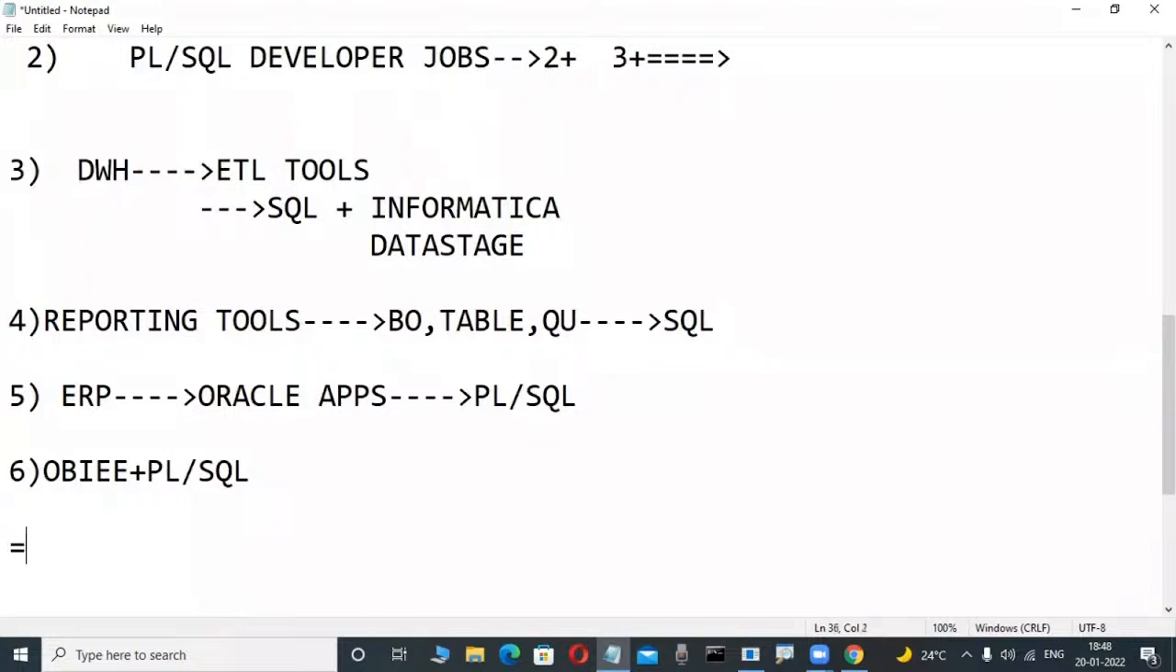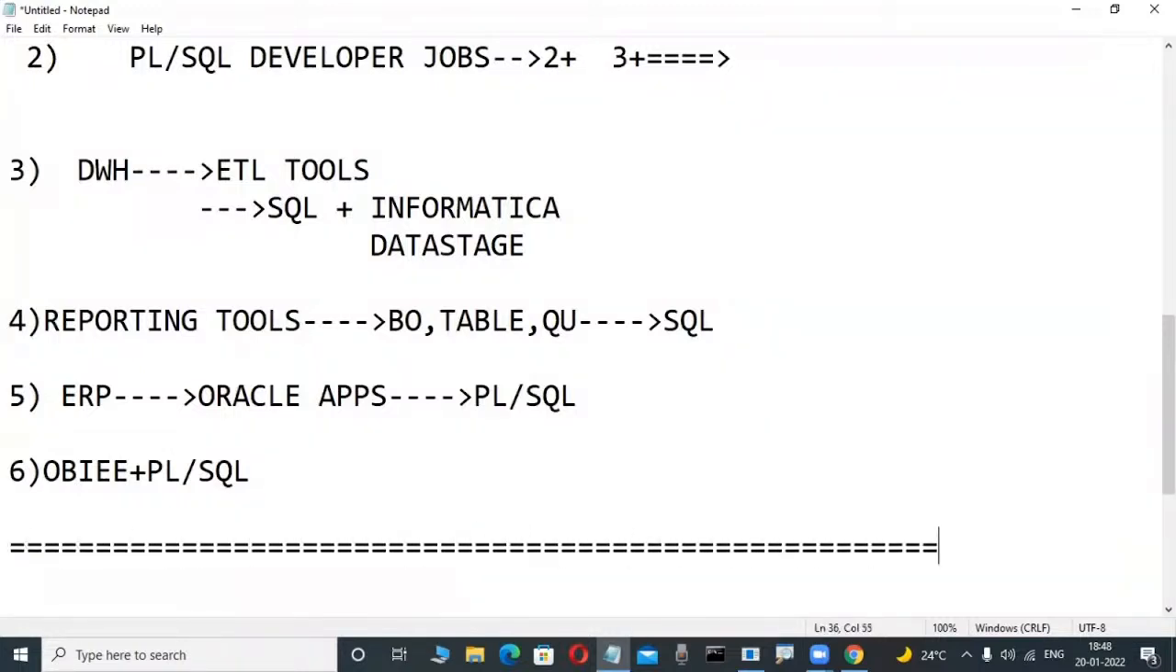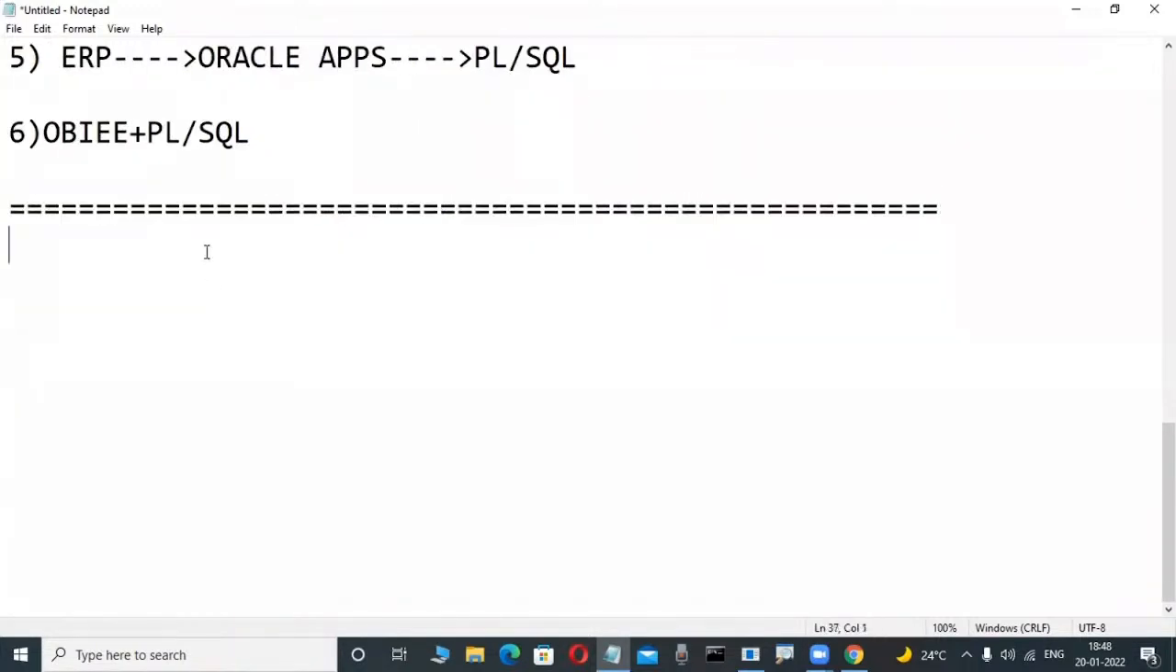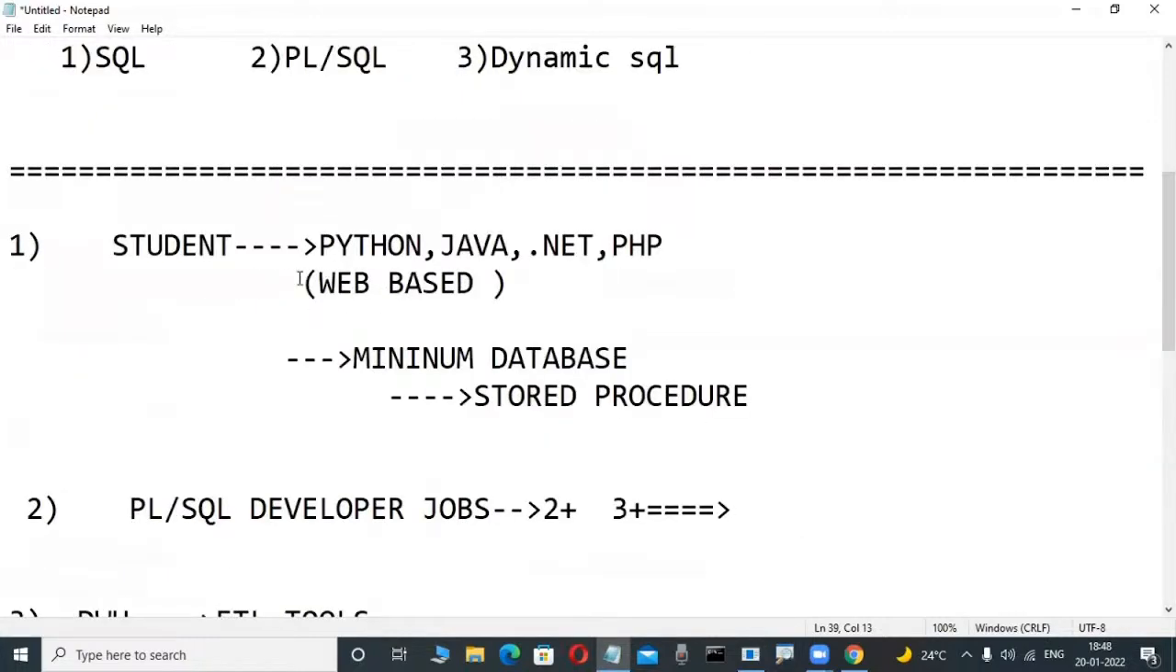Suppose you are not interested in the programming side and want administration jobs. In that case, DBA courses are there: Oracle DBA, SQL Server DBA, MySQL DBA, database administration courses. Before learning those courses, minimum SQL knowledge is required. These persons also learn these type of courses.